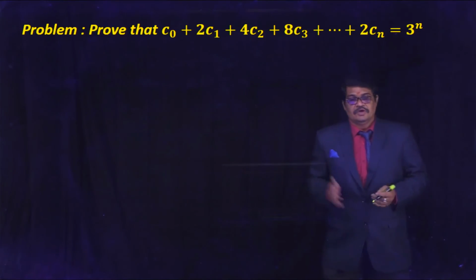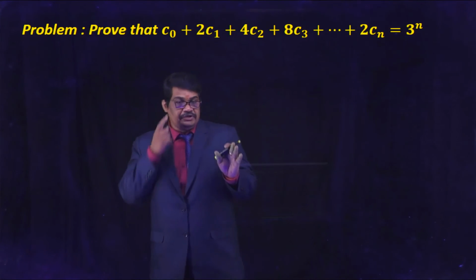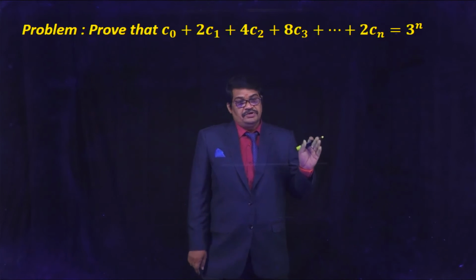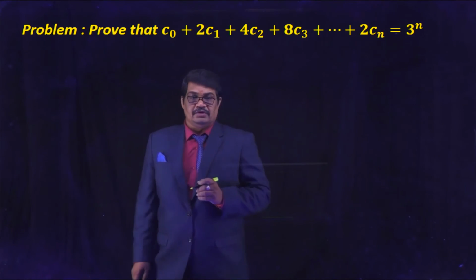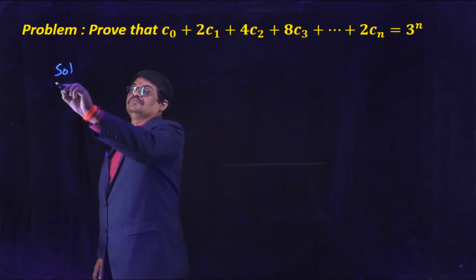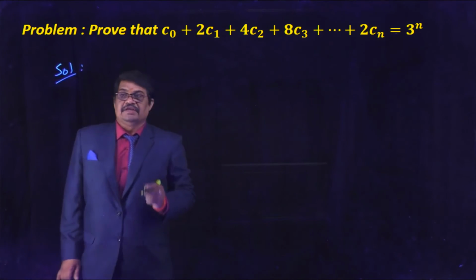Next problem. Prove that c naught plus 2 into c1 plus 4 into c2 plus 8 into c3 and so on plus 2 to the power of n into cn is equal to 3 to the power of n. Now we are proving this result. See the solution. We take the LHS.